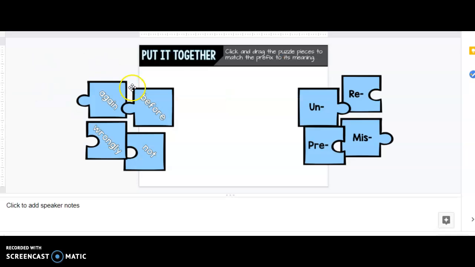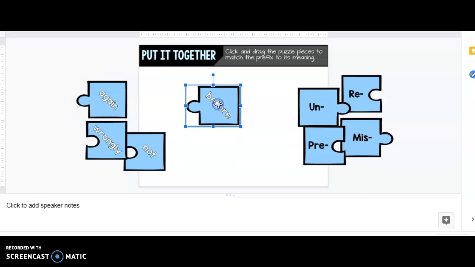On the next slide, you are going to put the puzzle pieces together. You're going to match the prefixes with their meaning. You'll just drag and put them together.